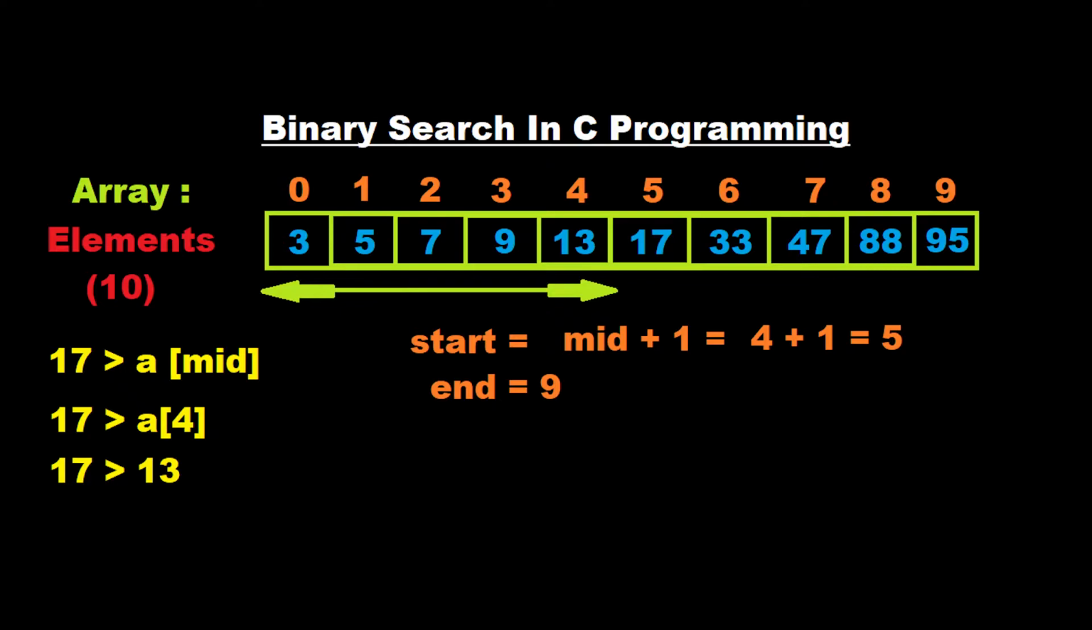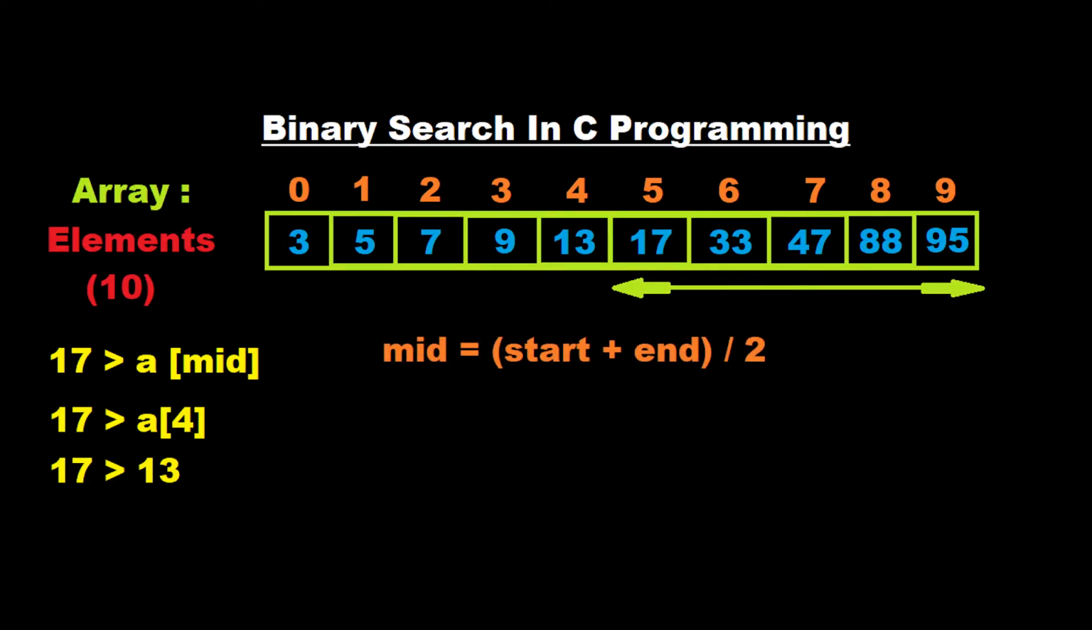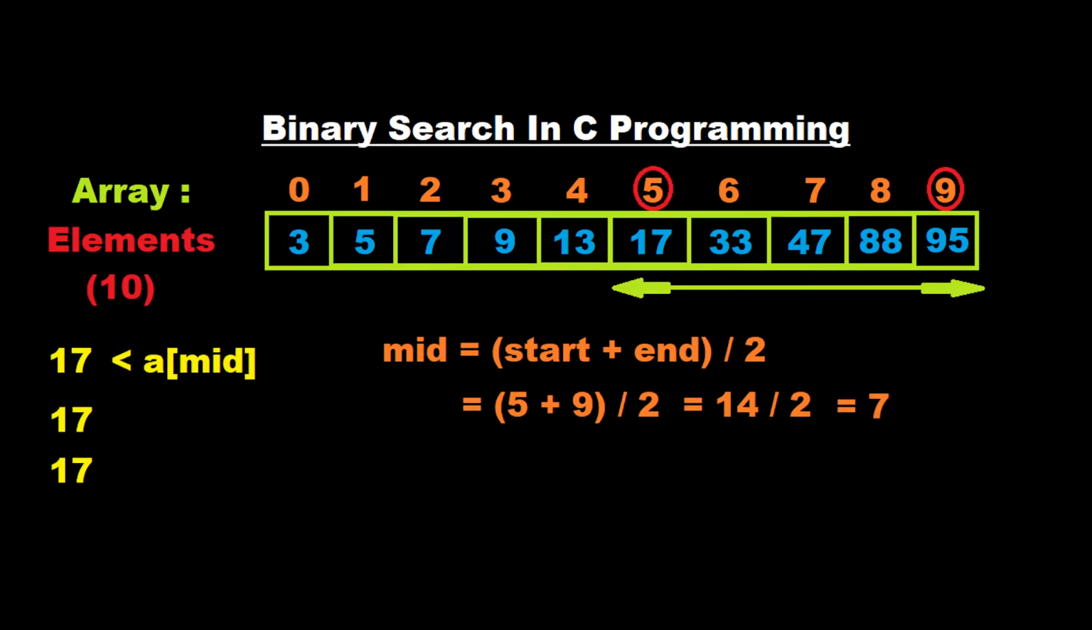Now again let us find the mid value in this new array. Mid is equal to (start plus end) divided by 2. Our new start is 5 and the end value is 9. It will be 5 plus 9 divided by 2, which is 14 divided by 2, which is 7. Now let us check once again. 17 is less than a of mid, or 17 is less than a of 7, or we can say 17 is less than 47, which is true.